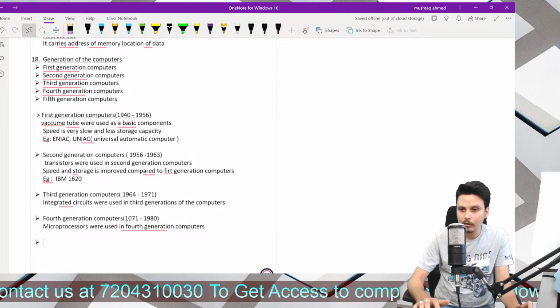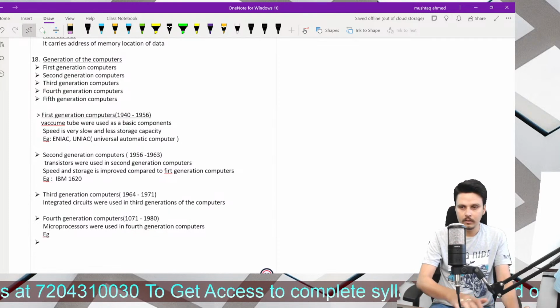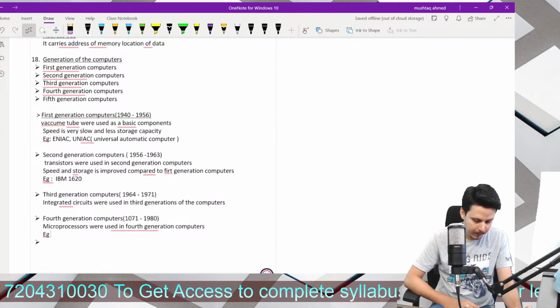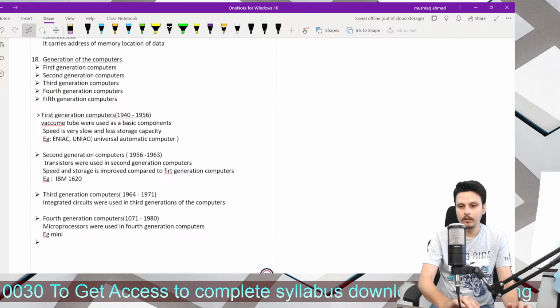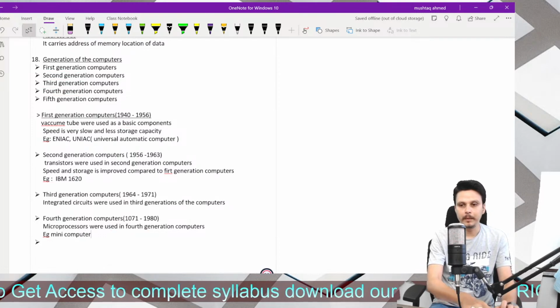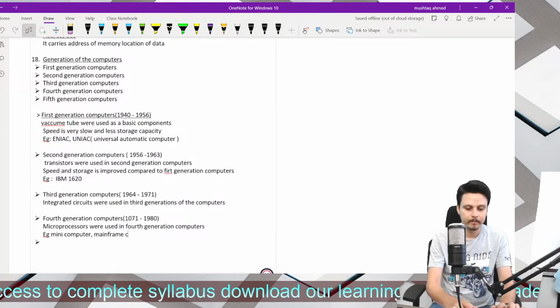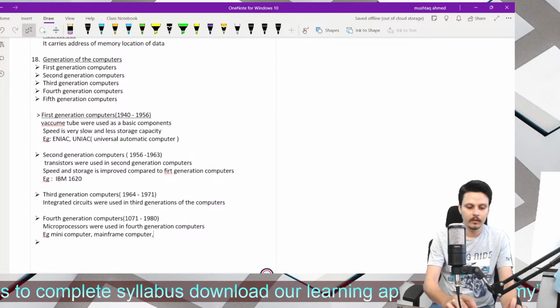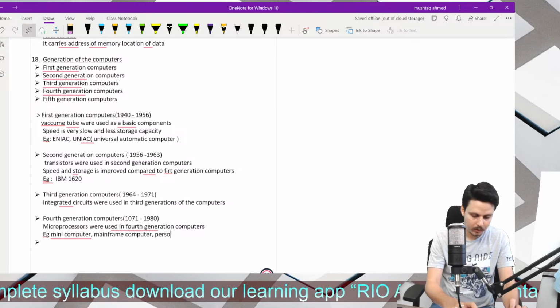The example for fourth generation computers is mini computer, mainframe computers and personal computer.